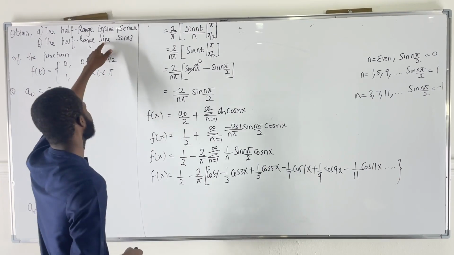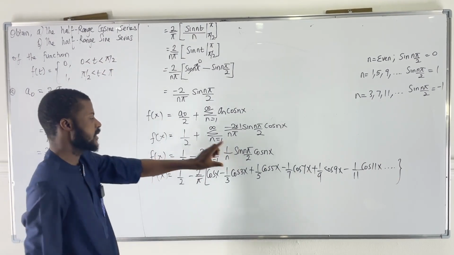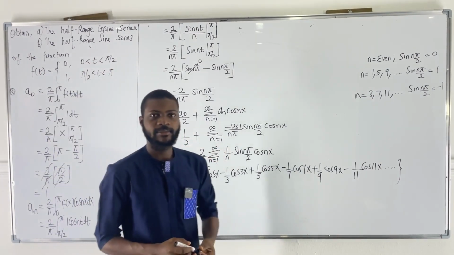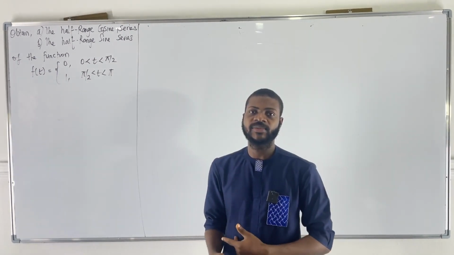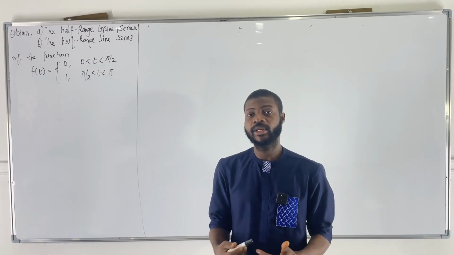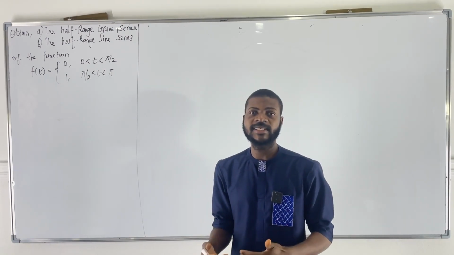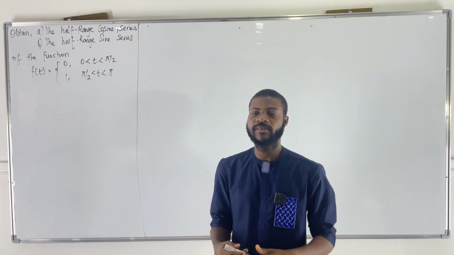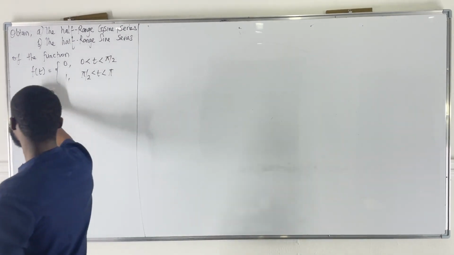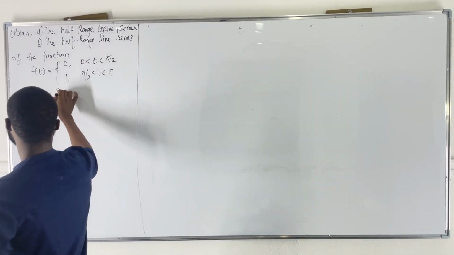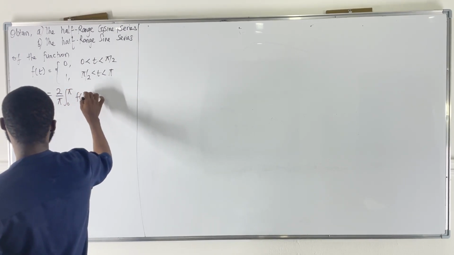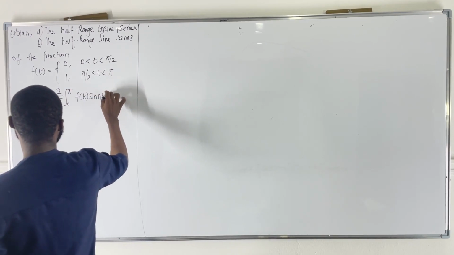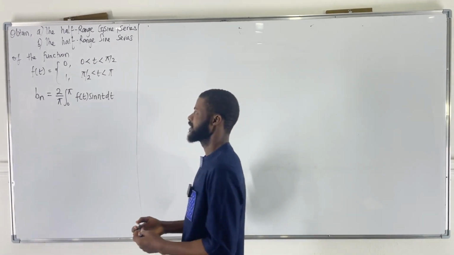So now let us find the sine series. This is the cosine series. Let us find the sine series. Now, when we're dealing with the sine series, we only need to find b sub n. So the sine series is like treating the function as an odd function. So b sub n is 2 over pi, integral from 0 to pi, f of t sine nt dt. So this is in terms of t.